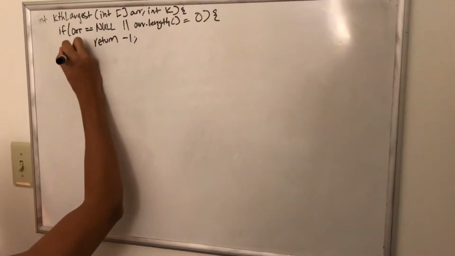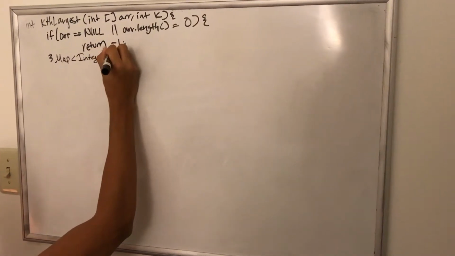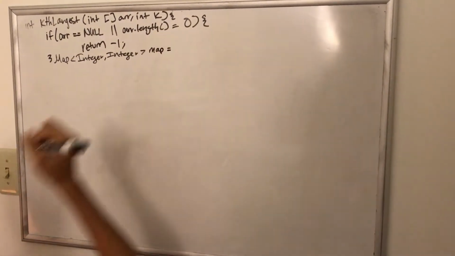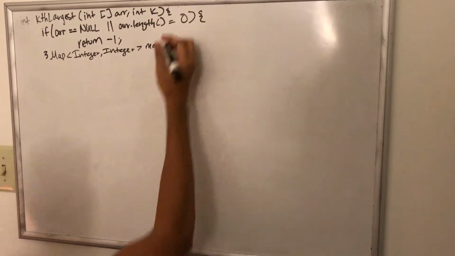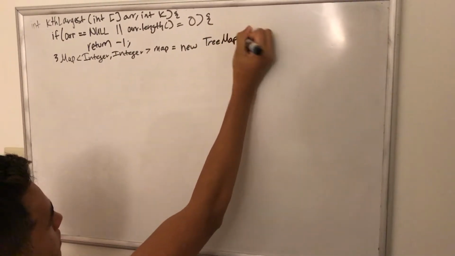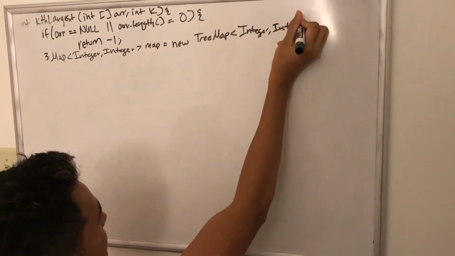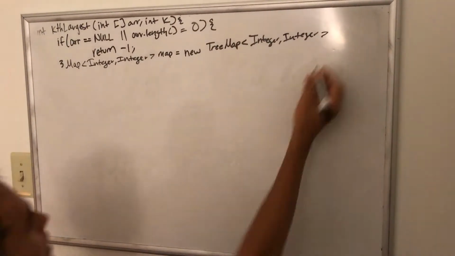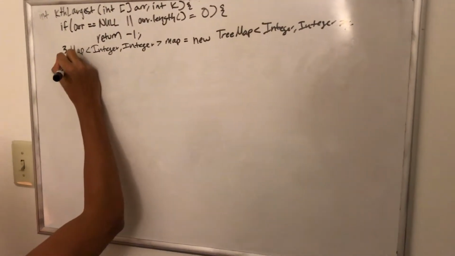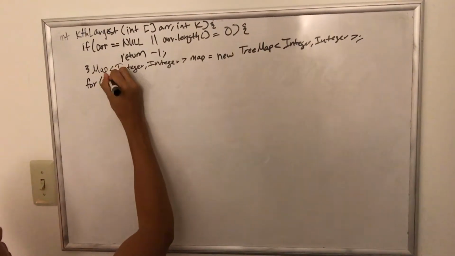Then I would set up the map. I would do a map of integer to integer, I call it map, and I'll set that up as a tree map. This is just setting up the actual tree map to be filled. Now I would just loop through the array and store it in the tree map. This is just the storage portion.